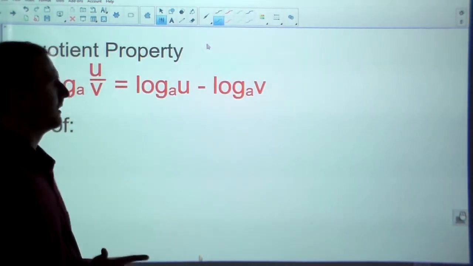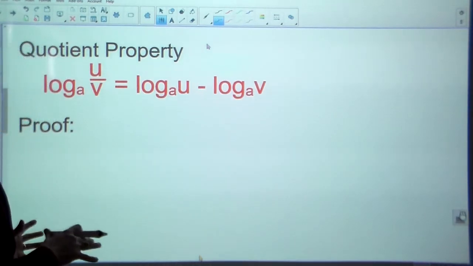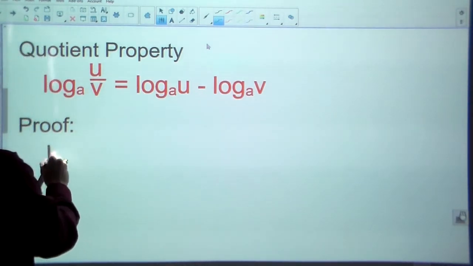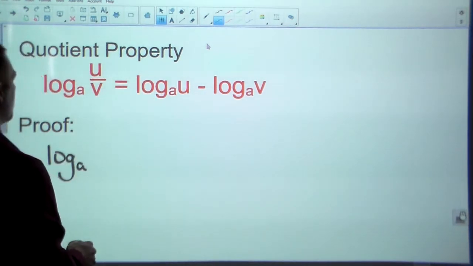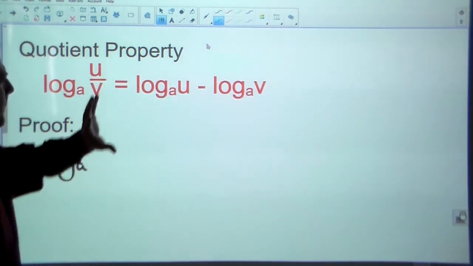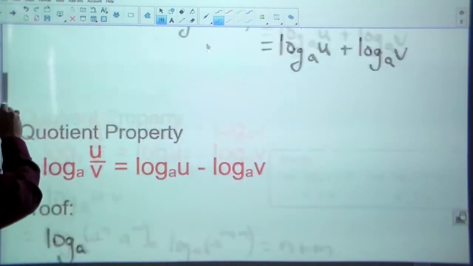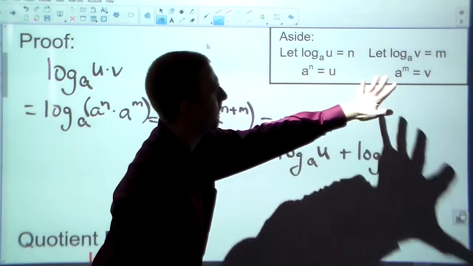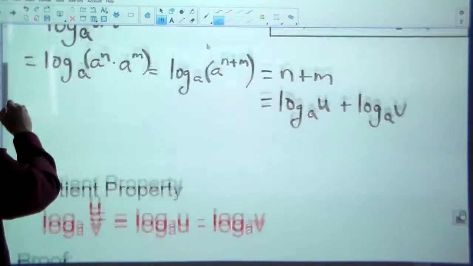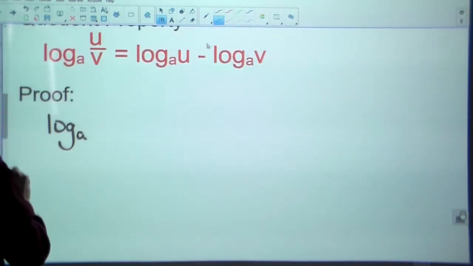The quotient property is really similar. It's almost the exact same proof. So I'm going to refer you back up the screen if you get confused on what I'm doing here, but I'm going to use that same aside. So u, we said, was a to the n, and v was a to the m. So let's put that in here.